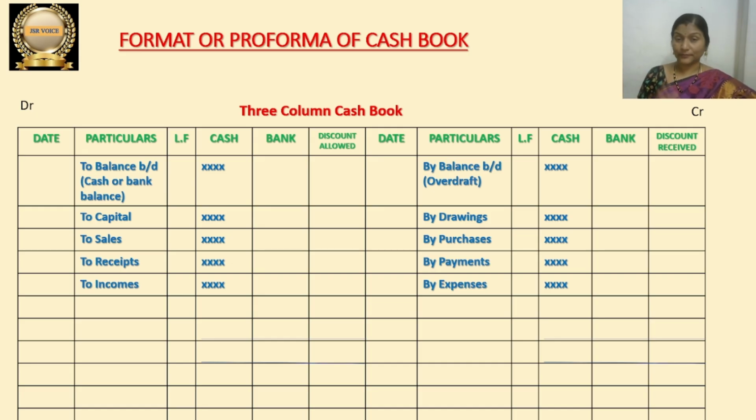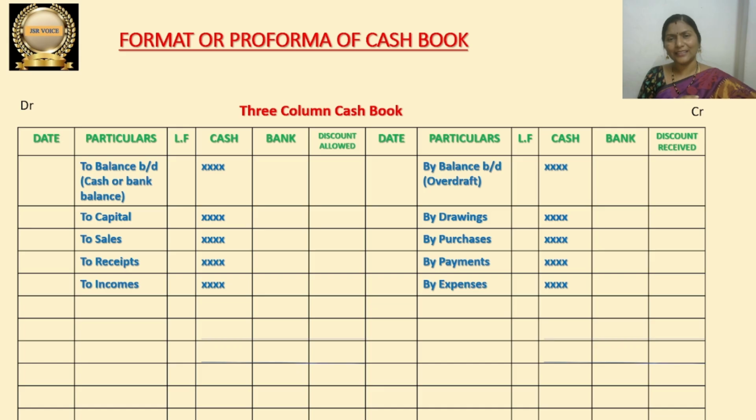Next, incomes. If any item is income, we should record on debit side only, because incomes always business is going to receive. Business is going to receive all incomes.